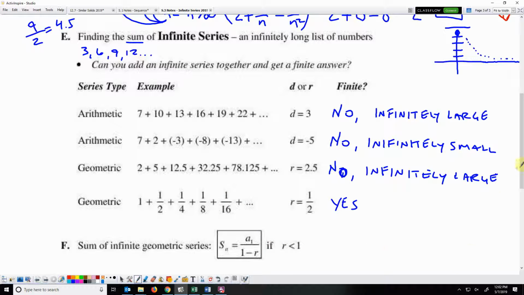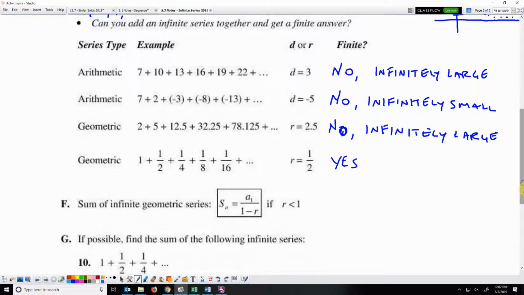That is only possible when you have a geometric series. Never possible for arithmetic, only geometric, when the absolute value of r is less than 1, which means r is less than 1 but greater than -1. If that is the case, then you can use this formula to find the sum of an infinite series.